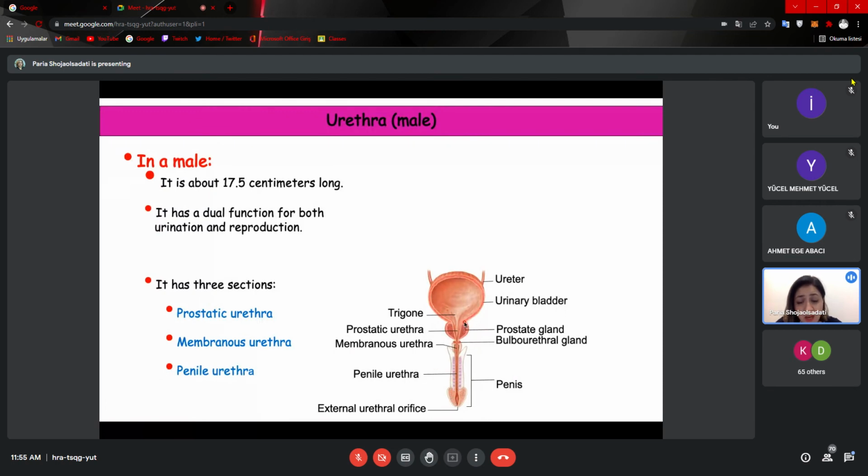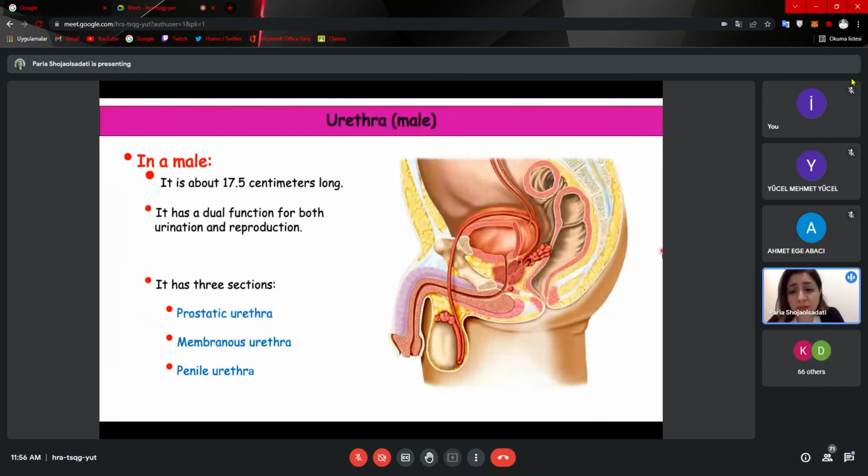The preprostatic is the site that's surrounded by the internal urethral sphincter. Prostatic is the part that goes through the prostate gland. The membranous part is the part that pierces the pelvic diaphragm and is surrounded by the external urethral sphincter, and the penile or spongious part of the urethra is the part that's located inside the spongious body of the penis.